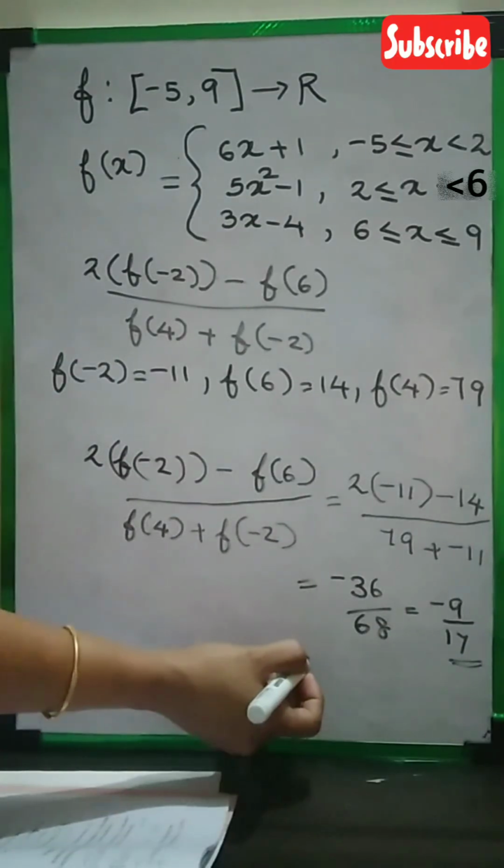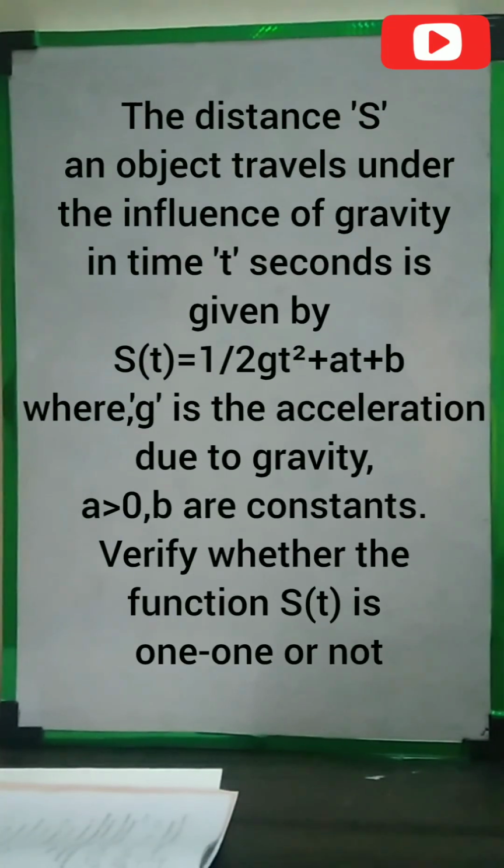Okay, now let's go to the next question. Let's look at the 11th question. The distance an object travels under the influence of gravity in time t seconds is given by s of t equal to 1 by 2 g t square plus a t plus b, where a and b are constants and a is greater than 0. Also g is the acceleration due to gravity. Verify whether the function s of t is one-one or not. Here the distance is denoted by s.